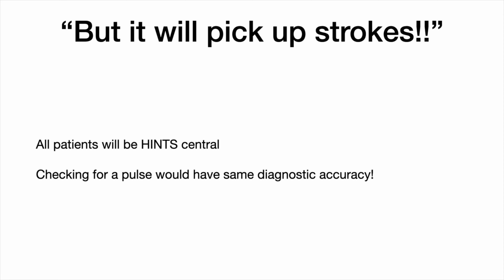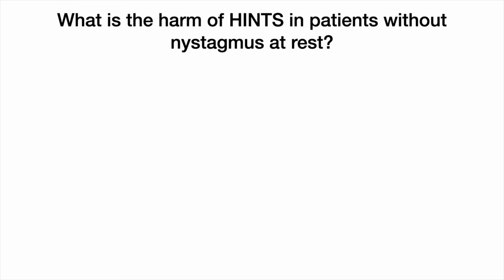I've had some people argue that HINTS will still pick up strokes in those with constant dizziness and no nystagmus. Well, of course it will. All the patients will have a central result, and a test that only has one result is the worst kind of test. You could use the presence of a pulse as a test for central vertigo in these patients instead, because having a pulse can't identify any peripheral cause of vertigo either, but it will be 100% sensitive for finding the strokes.